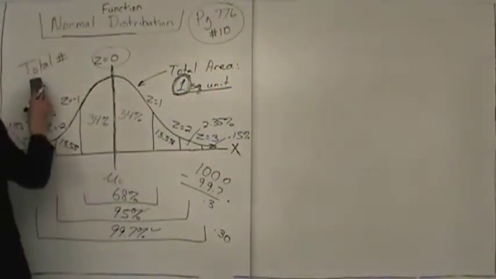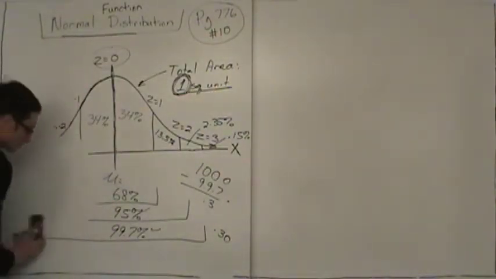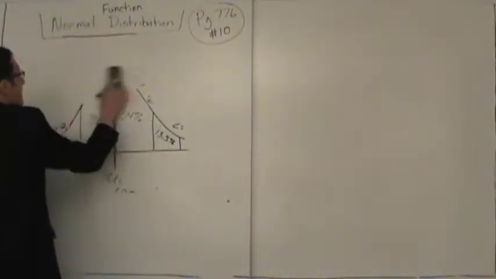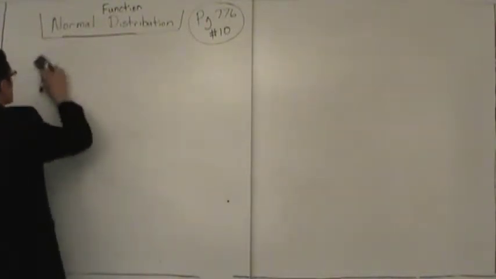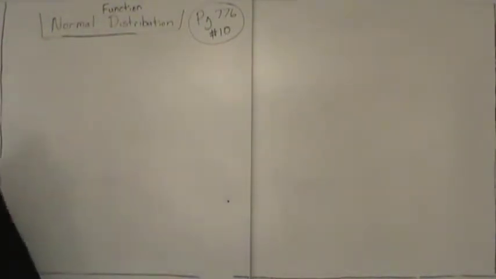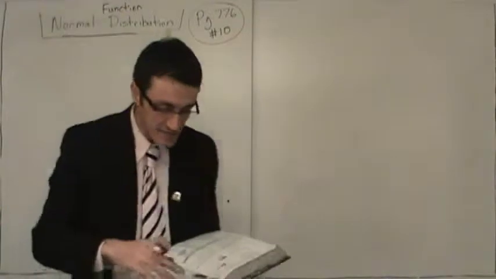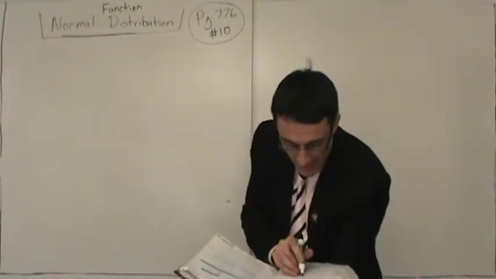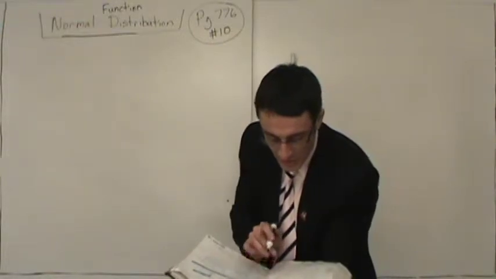Let's go ahead and set it up. So I'm going to erase this. I'm just going to read it to you, and I'm going to tell you the thinking process we go through here. Page 776, problem number 10 says, I'm going to flip it over, it says, the useful life of a certain car battery is normally distributed.